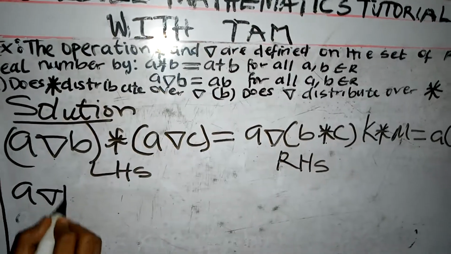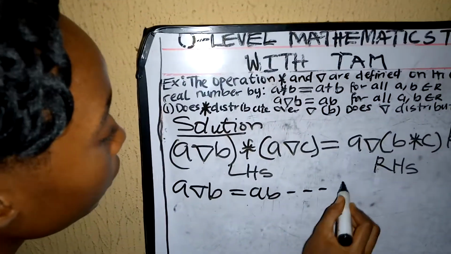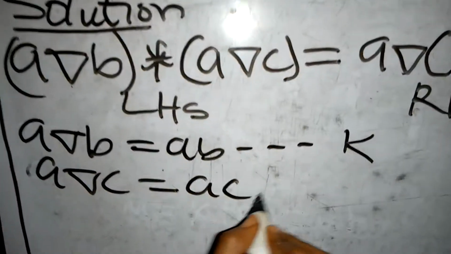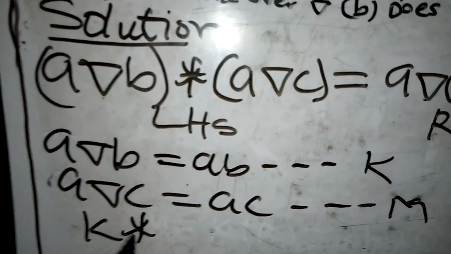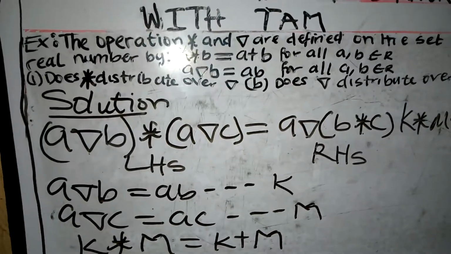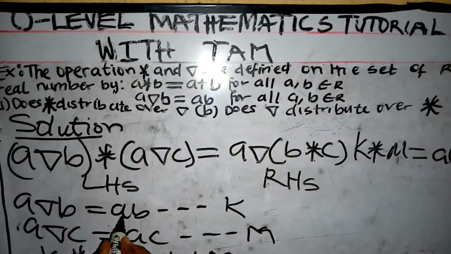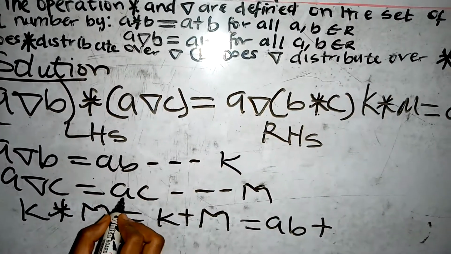A grad B will be AB. Let's call it K. A grad C will be AC. Let's call it M. Joining the two together, K star M will be K plus M. And what is K? K is AB. AB plus M, which is AC.